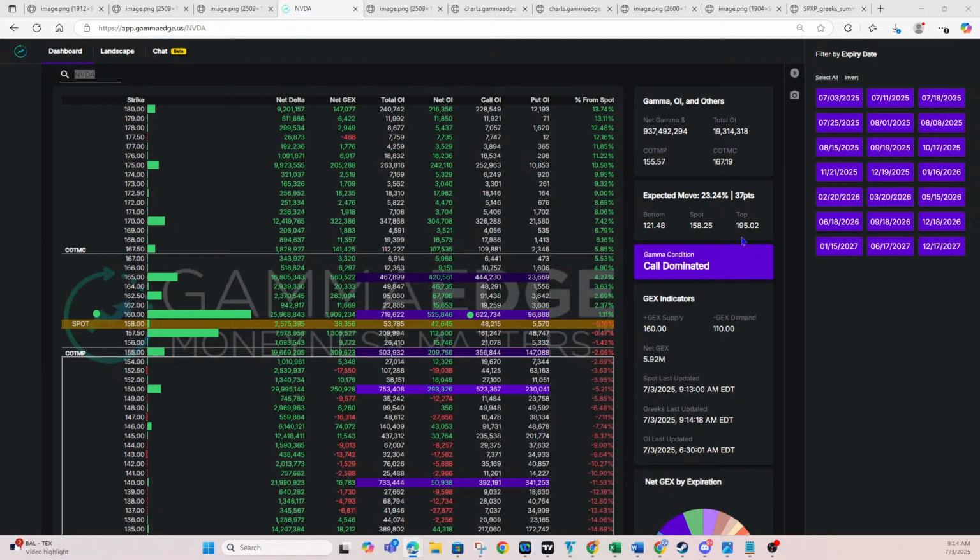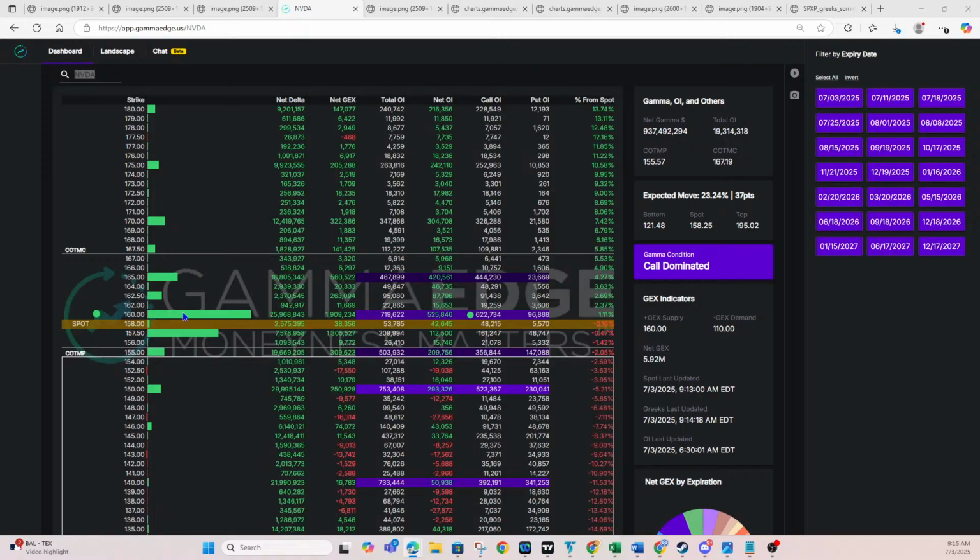Checking out NVIDIA here. Call dominated above and below spot price. How we go through this systematically: we look for transition, which is very wide on the overall full expiry. I'll check out the next expiry next week. We see PGEX at 160 and COI at 160.